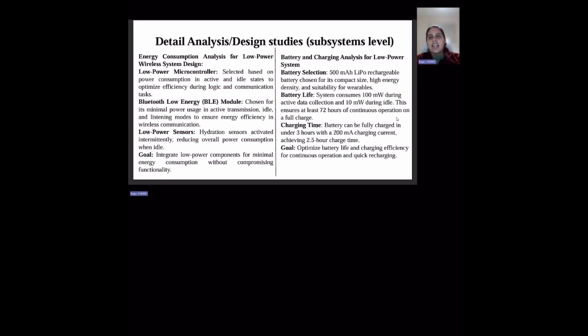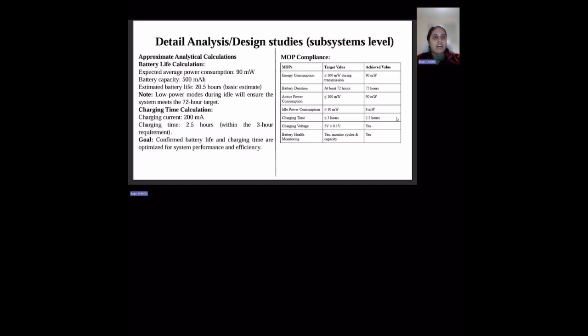For the battery and charging analyzed for the low power system, the battery selection is going to be a 500 LiPo rechargeable battery, chosen for its compact size, high energy density, and suitability for wearables. For the battery life, the system consumes 100 during active data collection and 10 during idle. Charging time: the battery can fully charge in under 3 hours with a 200 milliamp charging current. And also the goal is to optimize battery life and charging efficiency for continuous operation and quick recharging.